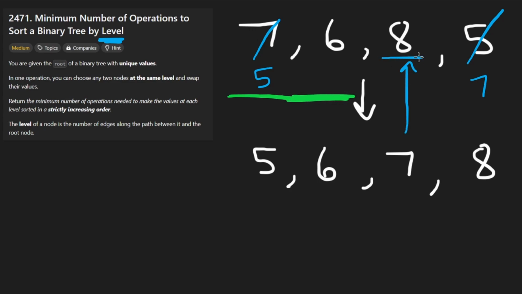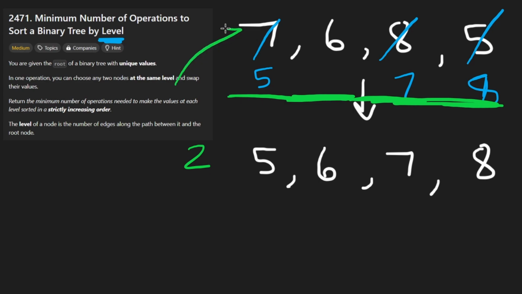Now I look here, it's an 8. It should be a 7. So I have to perform a swap with 7. 7's not over there anymore, so we'll have to keep track of that. 7 is over here now. So I do the swap. I put 7 here, and then I put 8 over here. At this point, we're sorted all the way up until here. And now we're at the last element. It's an 8. It should be an 8. Okay, we're done. It looks like we only performed 2 swaps for this level.